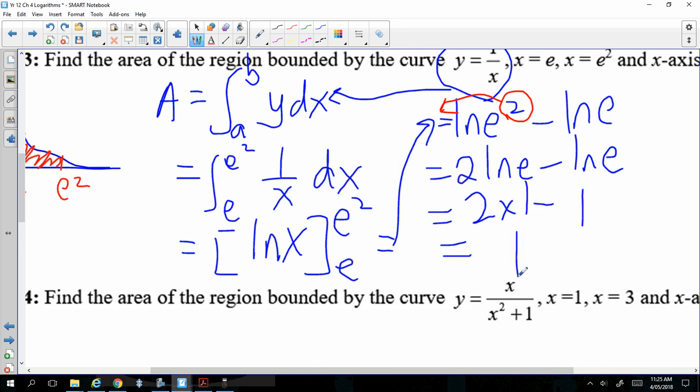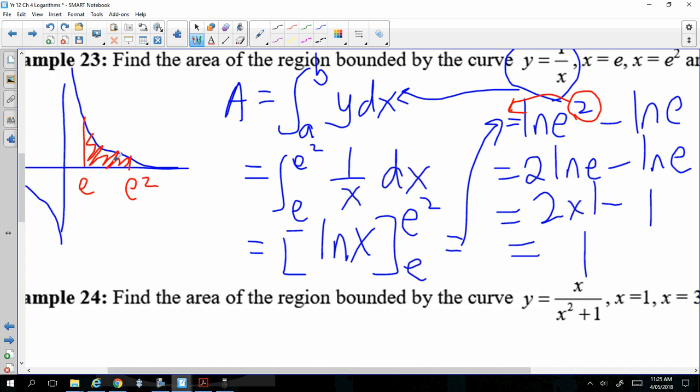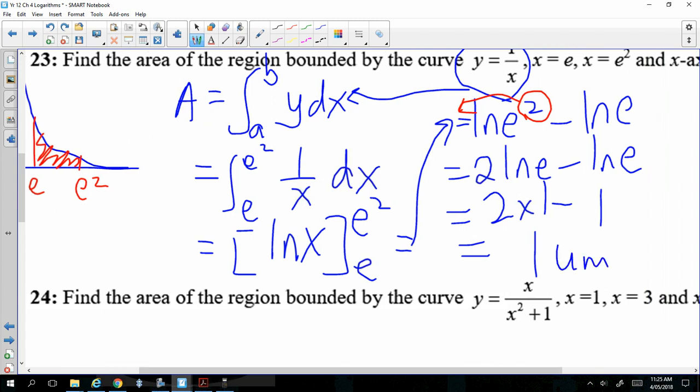The area is exactly 1 square unit. Alright, done. Okay, what's after this?